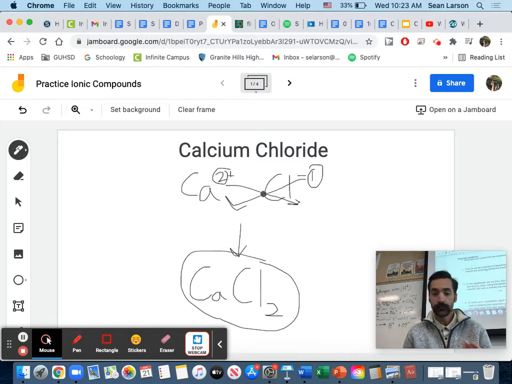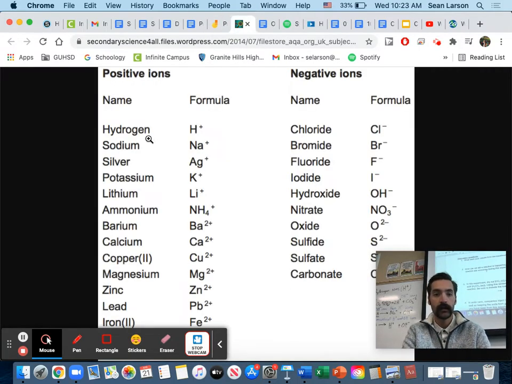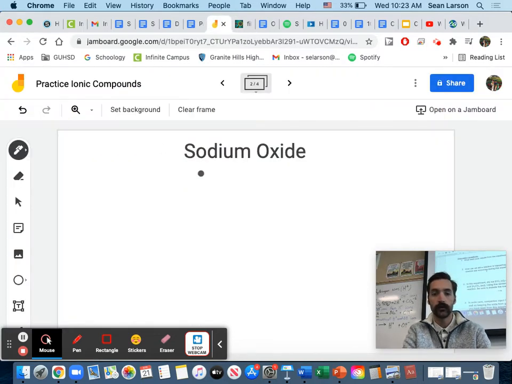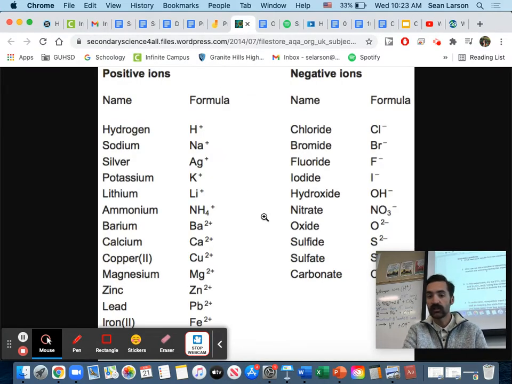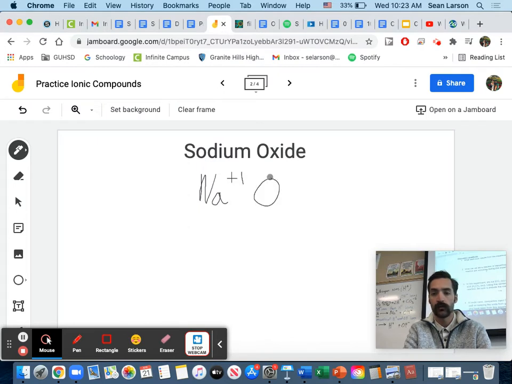We're going to go through a couple more examples, walking through the crisscross method again. So let's go to our next example. Our next example is sodium oxide. Looking at our handy-dandy chart here, sodium is Na with a +1 charge. So we'll write sodium, which is Na plus 1, and oxide. Oxide is just oxygen, and oxygen, or our oxide here, has a charge of -2. So we'll do oxygen with a -2 charge.